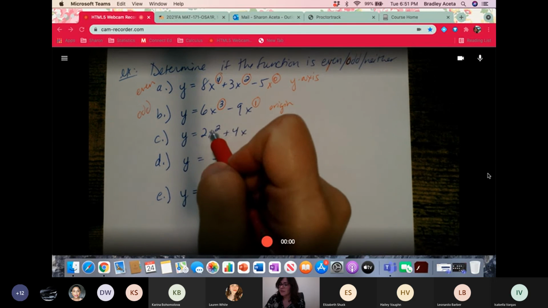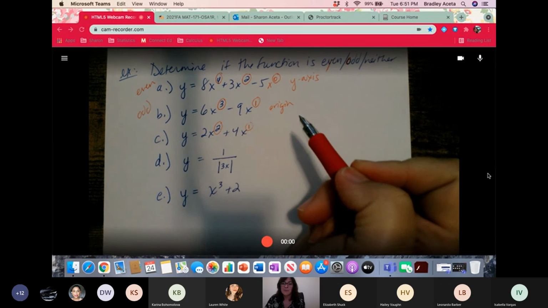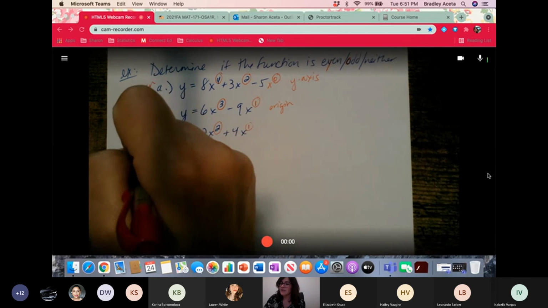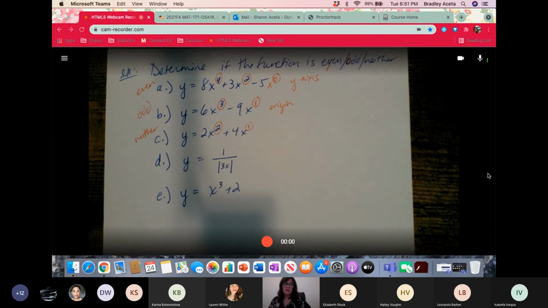How about this one? This has an exponent of 2. This has an exponent of 1. You can't have even and odd, so this is neither. Now, are they going to ask you if it's x-axis or anything? No, I'm pretty sure for this section, they're just going to have even, odd, and neither.